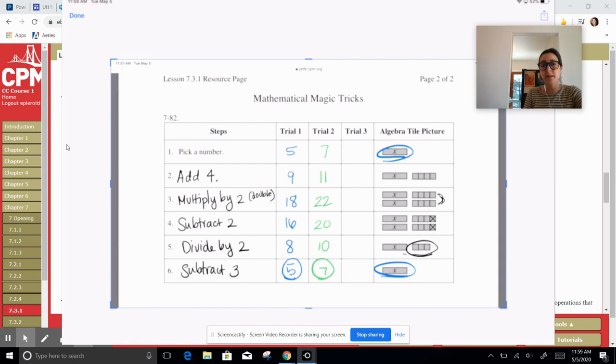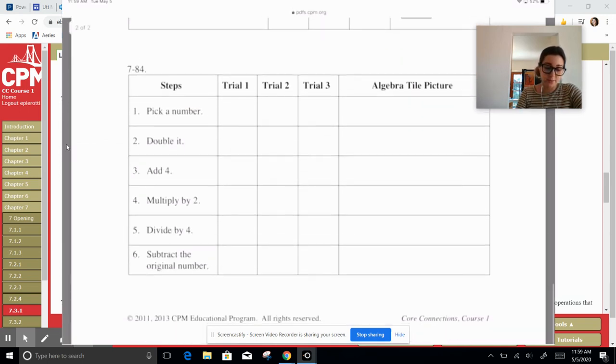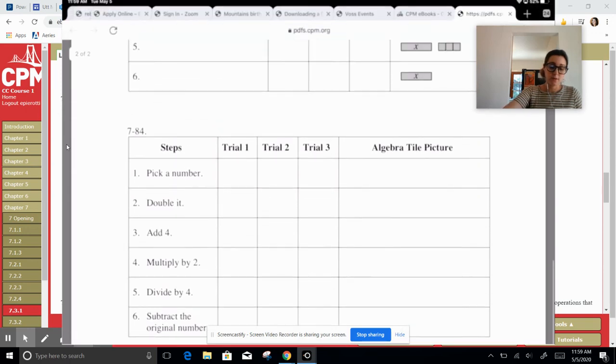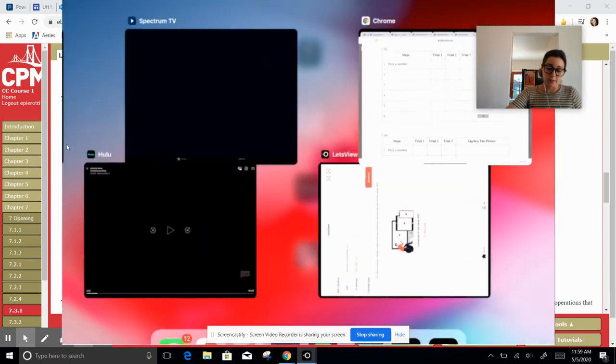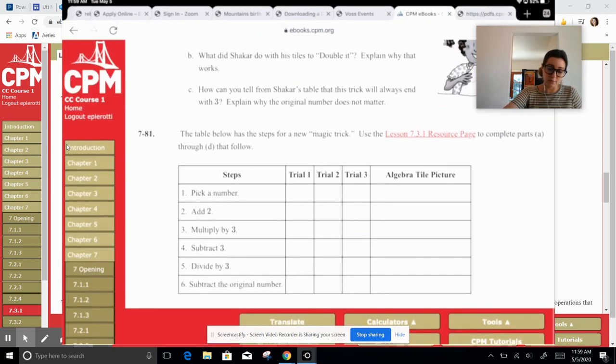Okay, so again, seeing this time how you go from the algebra tile version to the steps. And when we do the different trials, we can see that we get our original number back. Okay, so last one, 7-84. Oh, I'm sorry, I don't want to look at that one. Hold on. I want to go to 83.